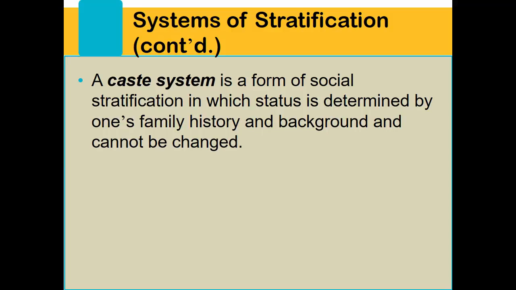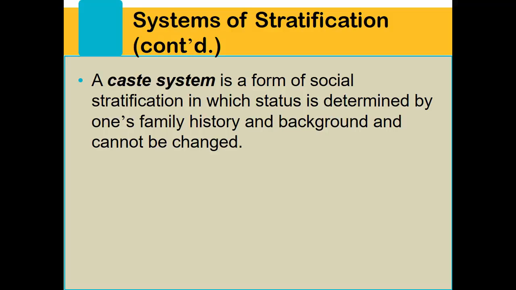A caste system, then, is a form of social stratification in which status is determined by one's family history and background, and this cannot be changed. The most well-known and longest-lasting version of a caste system to have existed in world history is the Indian caste system. And within that system, people are given a profession at birth because their family has always been in that caste.